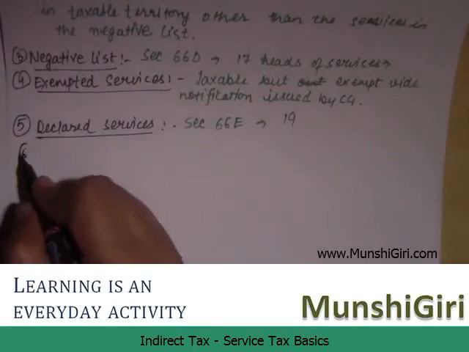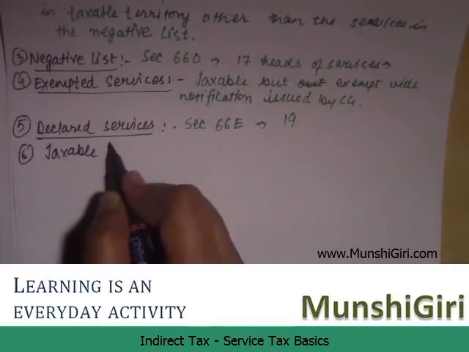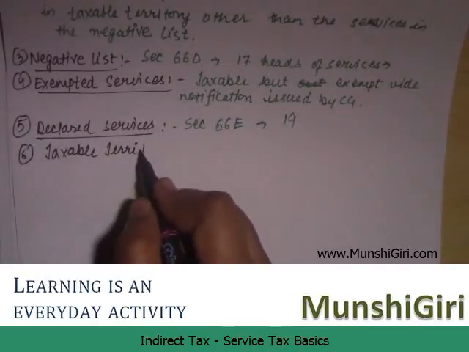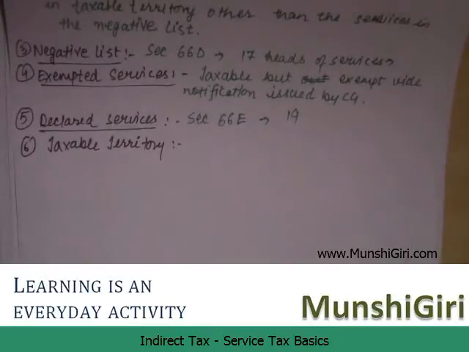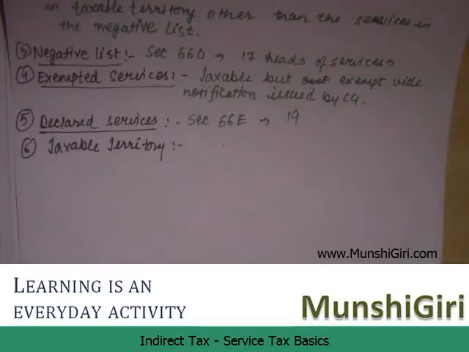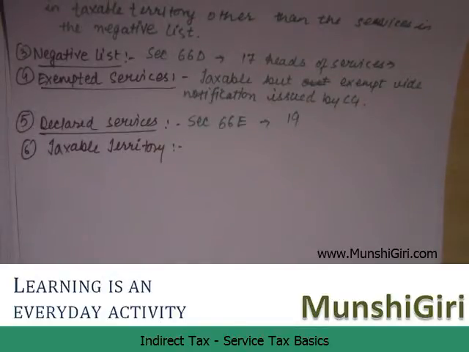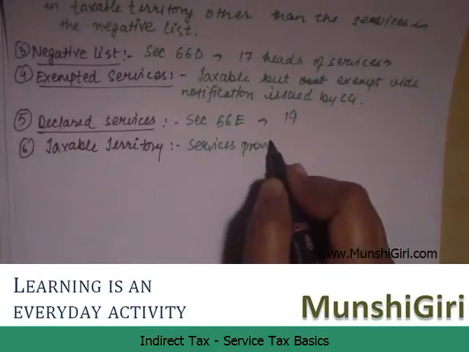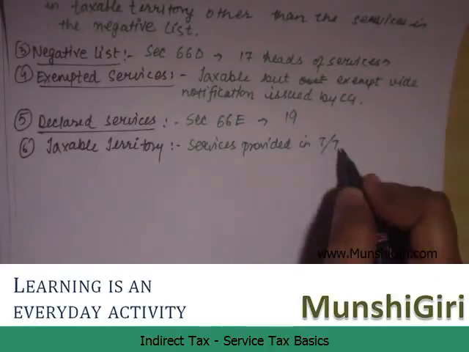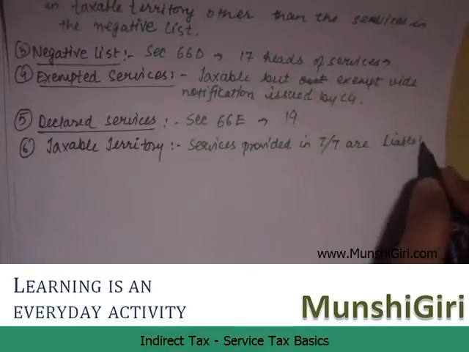Next is taxable territory. Services provided in taxable territory are liable to service tax. Section 66C empowers the central government to make rules for administration of place of provision of services. The central government has notified the Place of Provision of Service Rules 2014 in this regard.